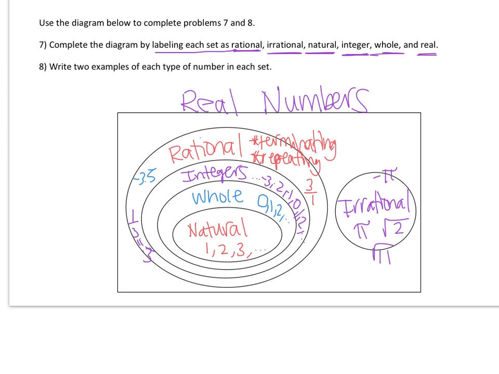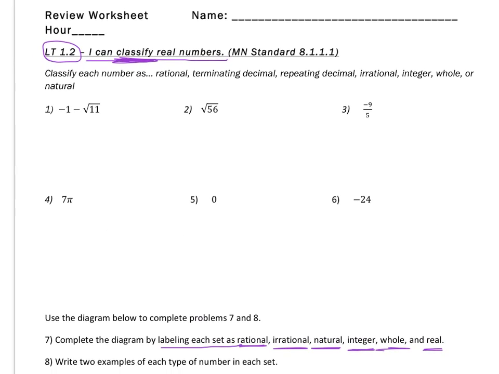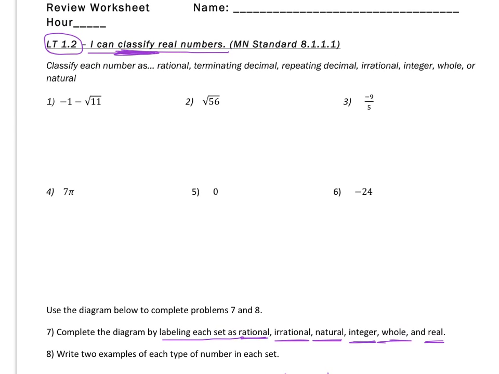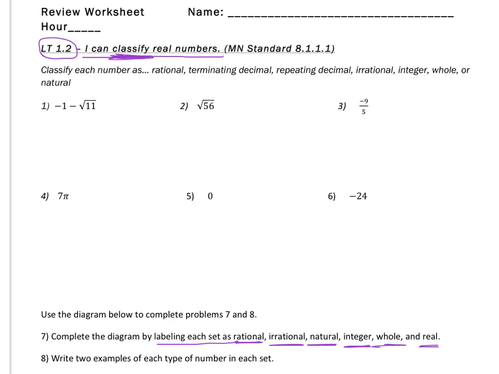Okay, so having that list down, it helps us to answer these problems above. It says classify each number, and then it says our list. So for the first one, what I would do is try to simplify as much as possible.